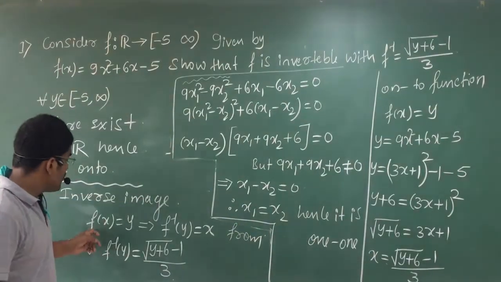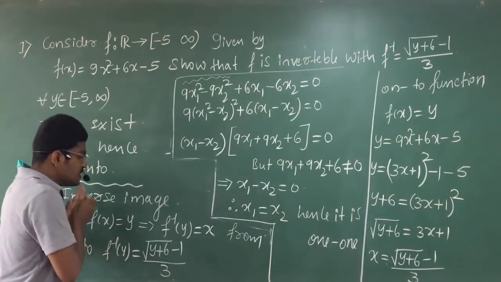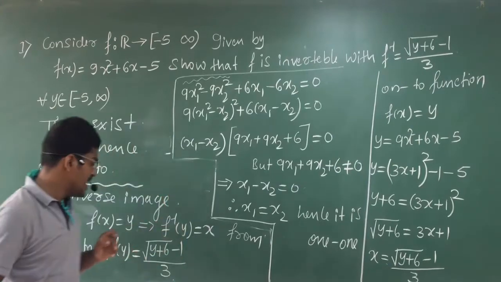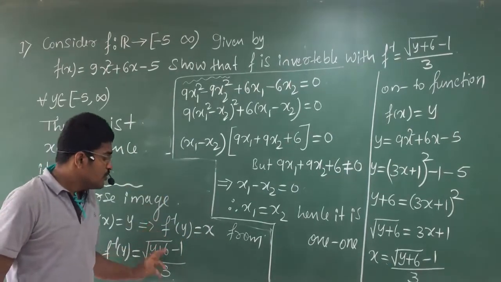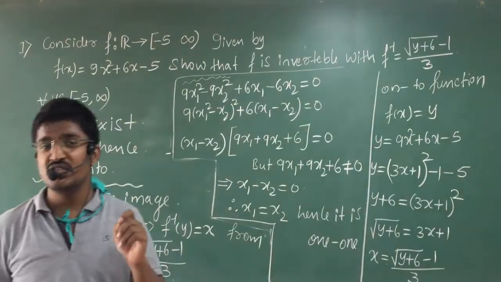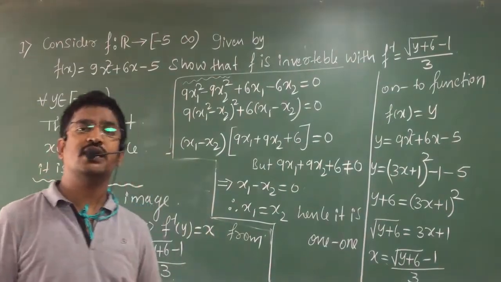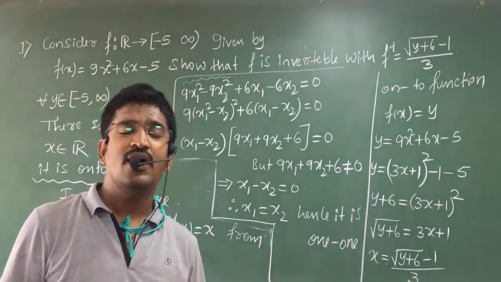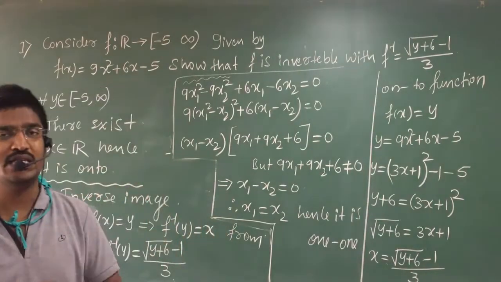So f of x equal to y. If I take the inverse of f on the other side, it will be f inverse of y equal to x. Hence, f inverse of y equal to (root of y plus 6 minus 1) divided by 3. This much you have to write in your exam so that you can get the complete marks that is distributed for that particular problem.